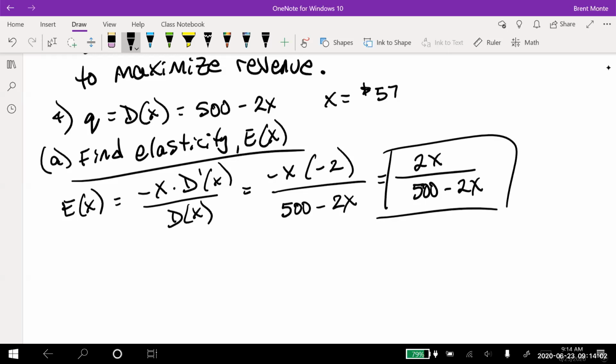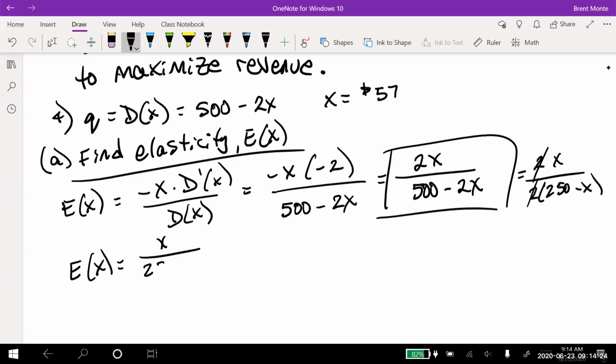That's my elasticity. If we want to factor out a 2 to simplify it, we can. So that's 2 times X over 2 times 250 minus X. Now the 2's cancel. Remember, we can't cancel until we can factor it out. That would be our simplified form, X over 250 minus X. So there's my elasticity.